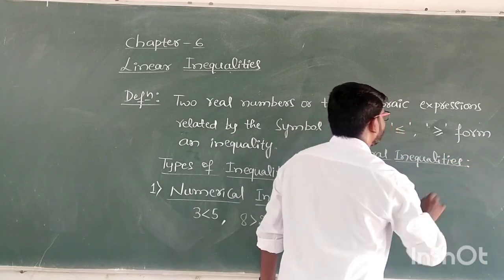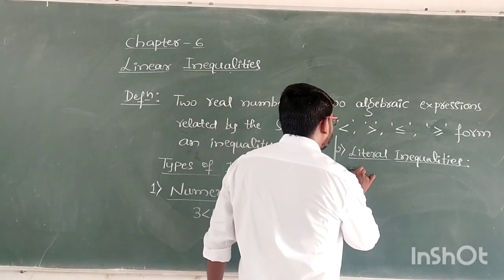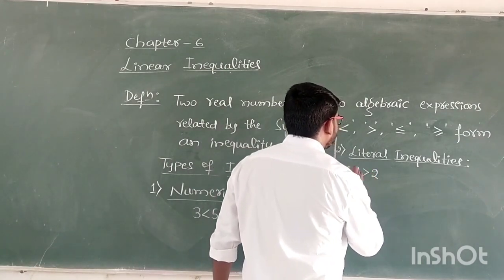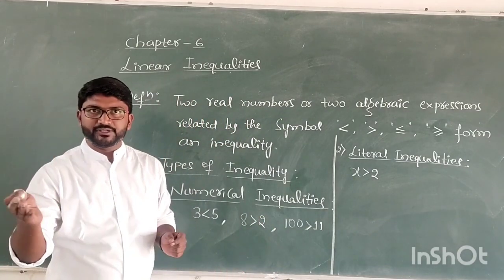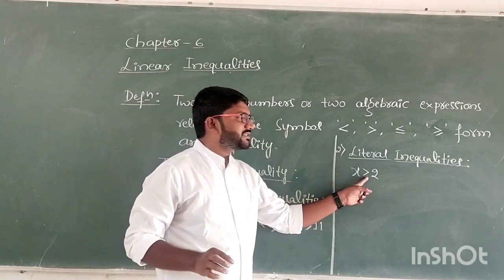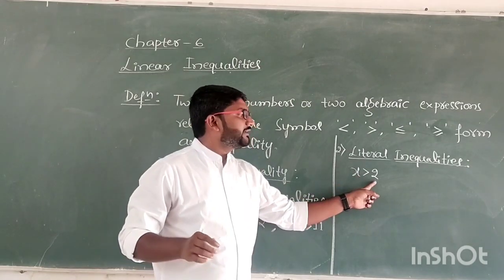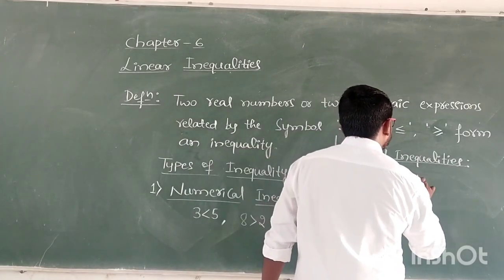So in literal inequalities we have the variables. For example, x greater than 2. So this is a literal inequality. In our earlier classes we used to write x equal to 2, x equal to 3, y equal to 3, y equal to 4 and so on. But here we are making use of the inequality sign: x greater than 2 and then x less than 10.